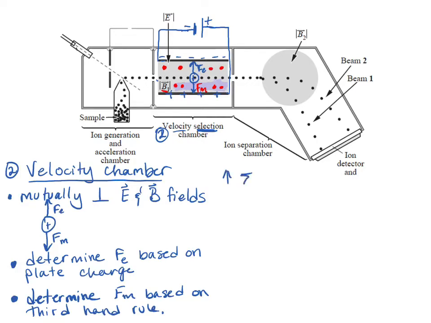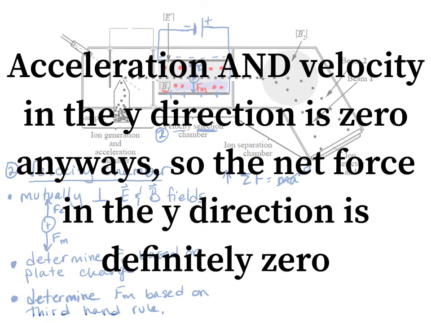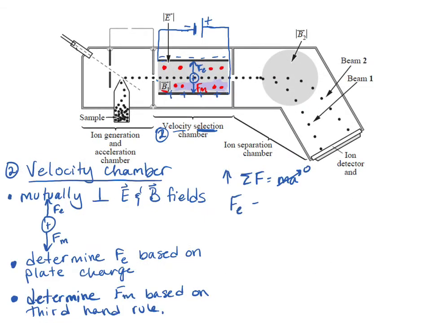So when we set up Newton's second law here, the net force is equal to mass times acceleration, we know acceleration is 0 because we just want to select a certain constant velocity. And that is why it's so important that the electric force and magnetic force are equal and opposite, because that makes our life way easier. So we know that electric force minus magnetic force should equal 0. So that means our electric force is equal to magnetic force.